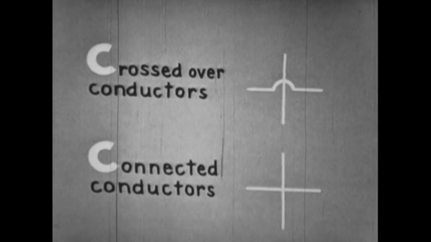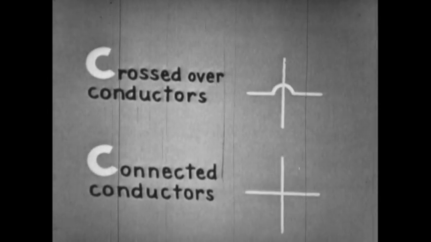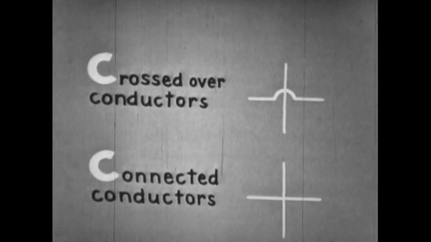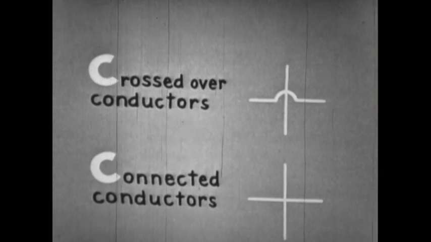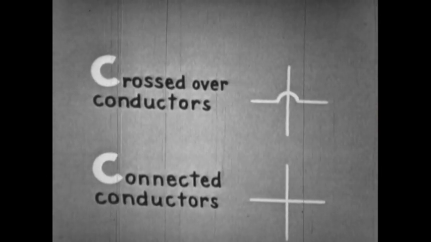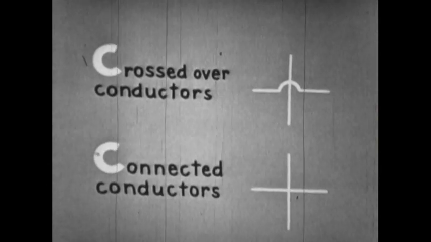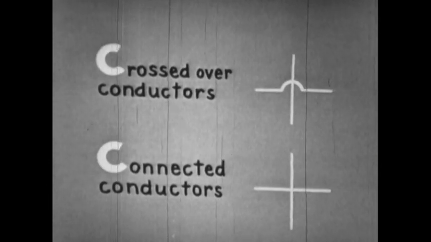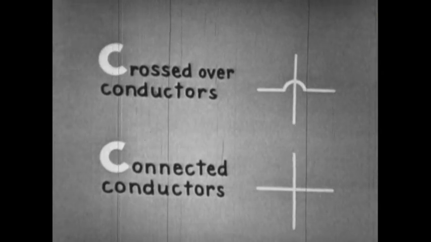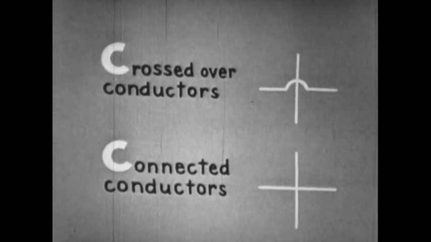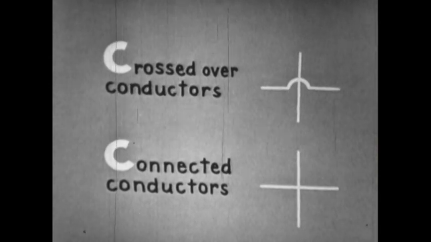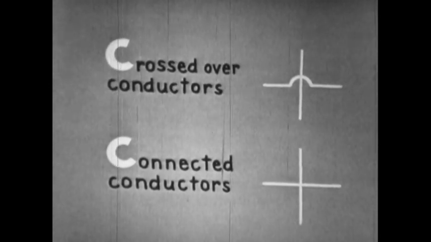In this diagram, the upper symbol is another way of showing crossed over conductors in schematic diagrams. The loop emphasizes that the conductors are not connected. Connected conductors are indicated by the lower symbol. These two symbols are usually used together. Be careful not to confuse the two methods of showing crossed over and connected conductors. And now you know the symbols for batteries, crossed over conductors, and connected conductors.